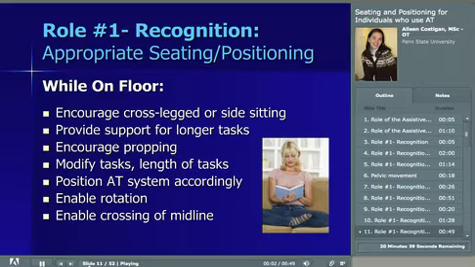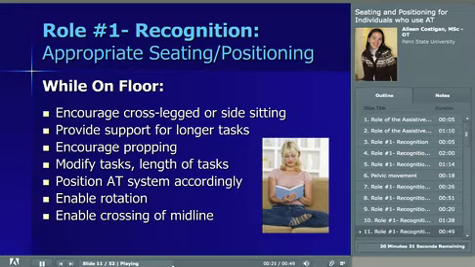Other more functional floor positions may include cross-legged or side-sitting. Strategies like providing structural support, such as the couch in the photograph to the right, or encouraging propping on the upper extremities, may also improve seated position and functional performance while on the floor.